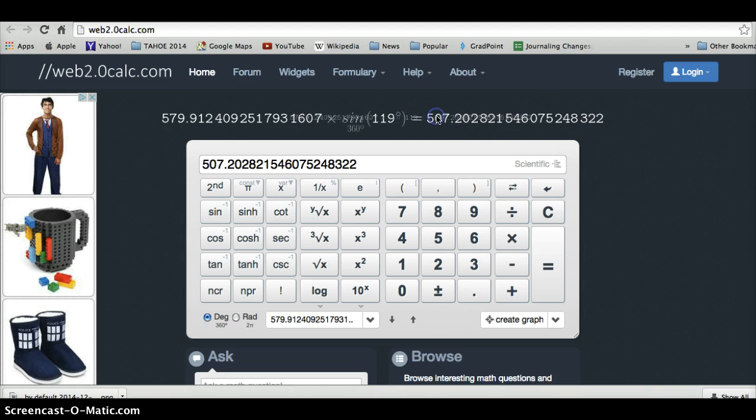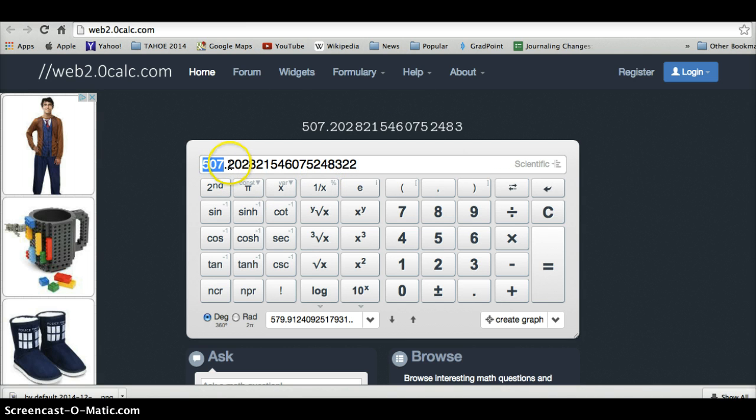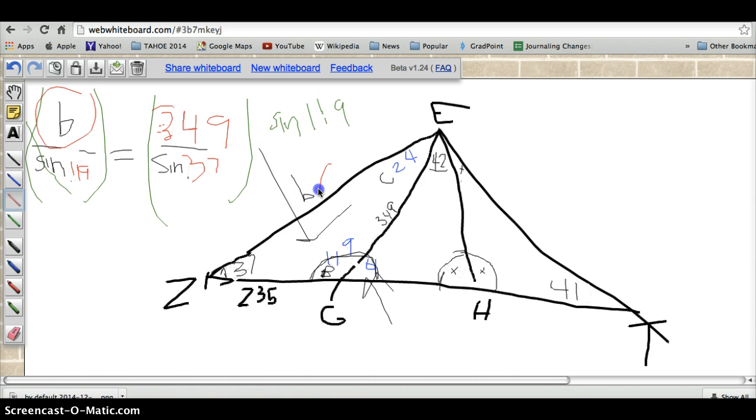I would just round it to the nearest whole number, which in this case is 507 because 2 is less than 5, so we're not going to round up. Let's try that again. 507. Okay. So now you can use the law of sines to finish up.